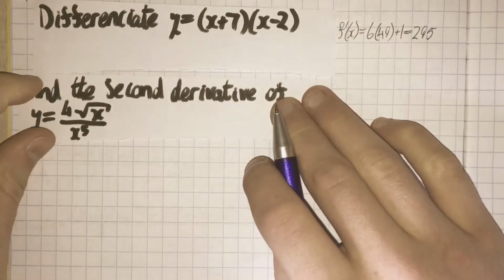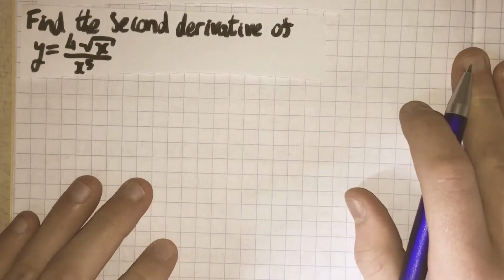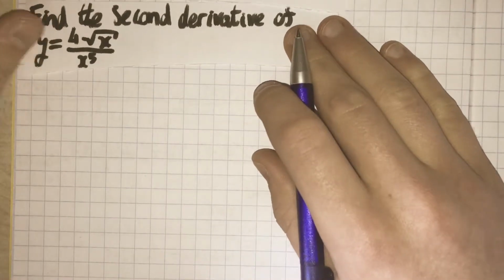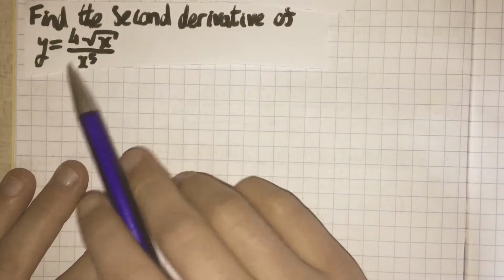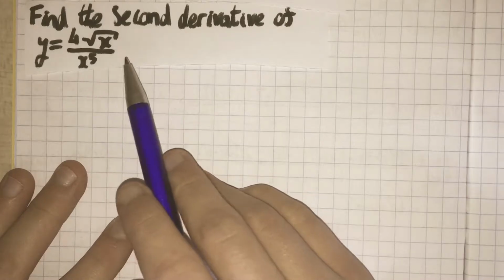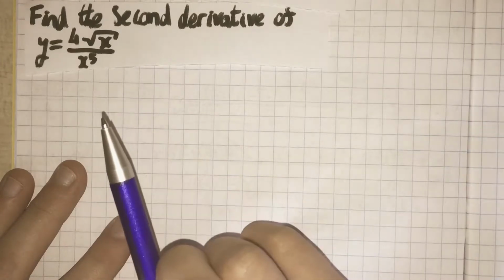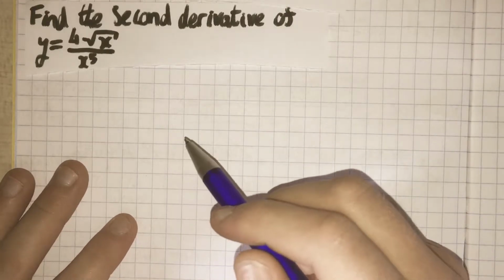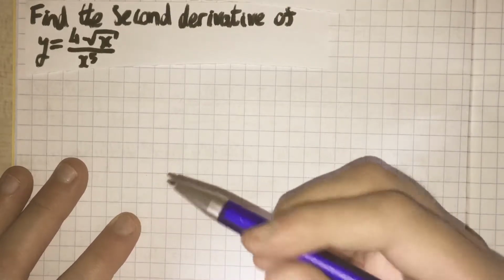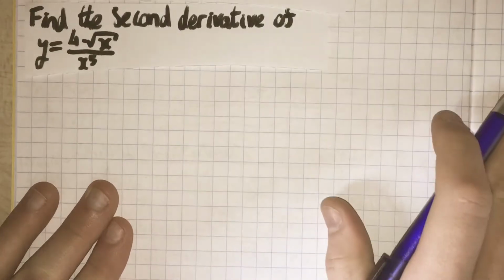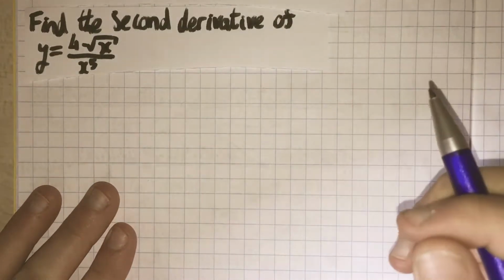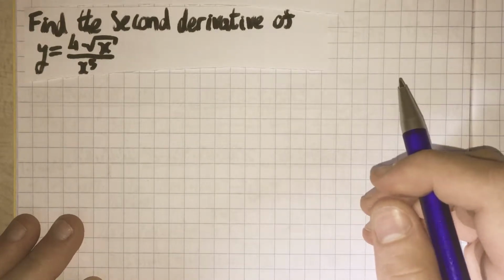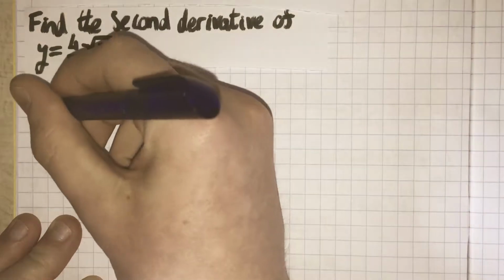Let's try this one on for size, shall we? Find the second derivative of y equals 4 times root x over x to the power of 5. Right, so you should hopefully know your indices by this point, which will be imperative in answering this question. If you'd like to have a go, please do so right now, and hopefully you get it right. Right, let's have a look, shall we?